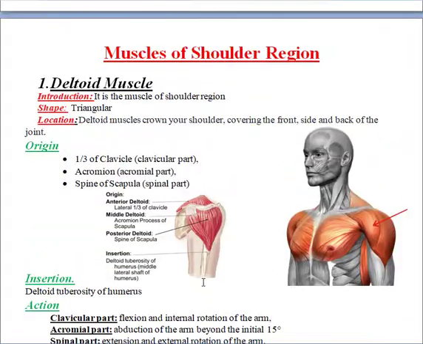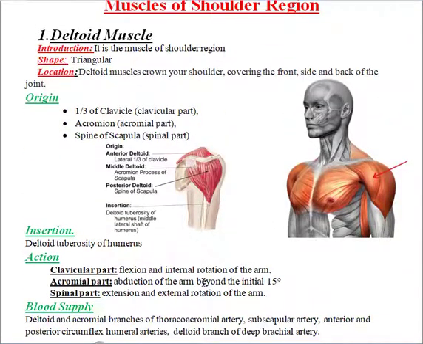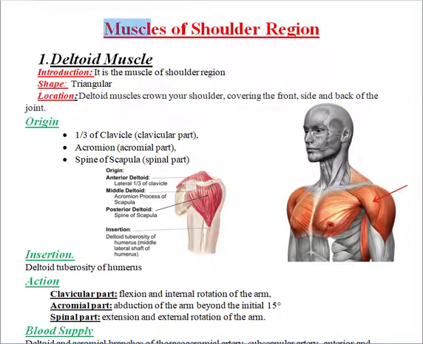Next lecture will be about the teres major muscle, the second muscle in the shoulder region. So the first muscle was the deltoid muscle, which we discussed.